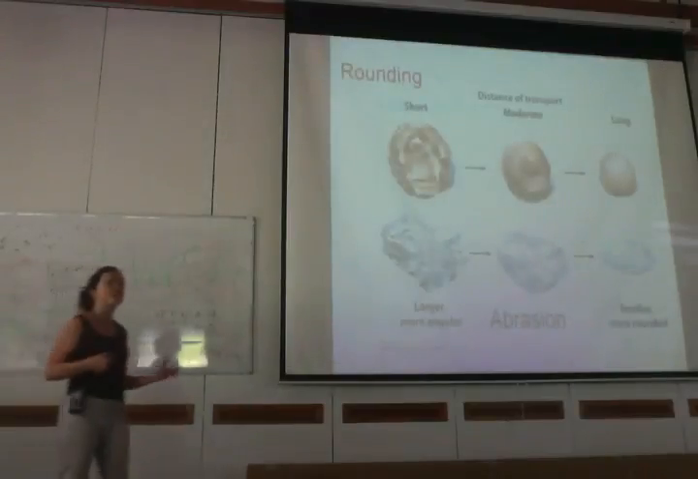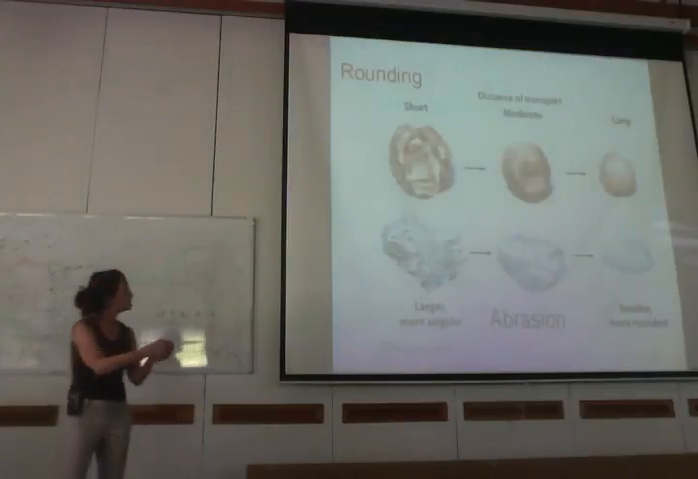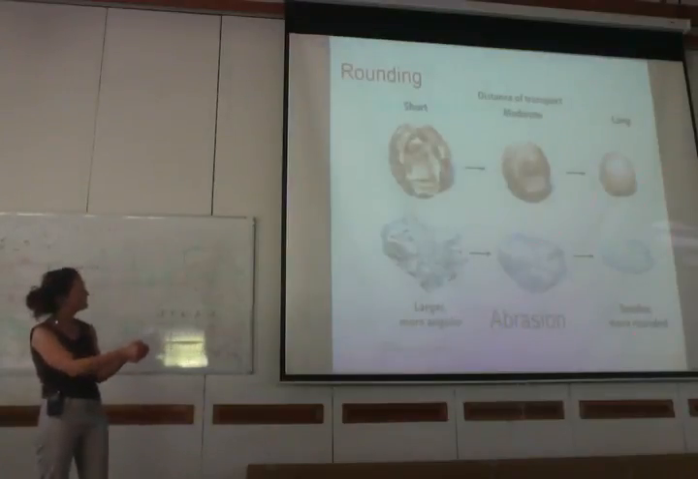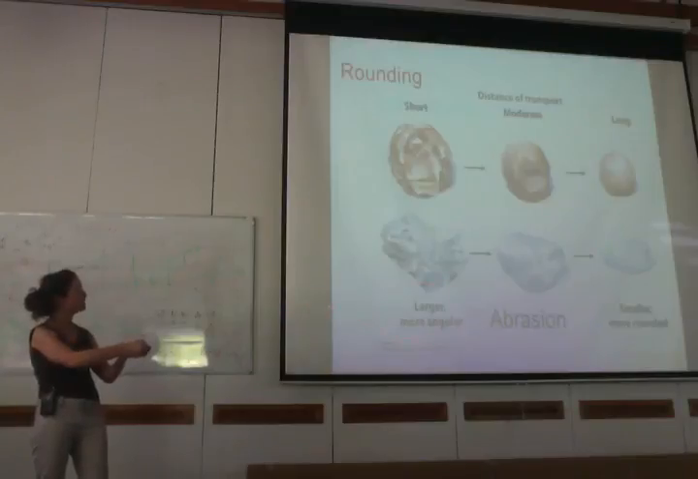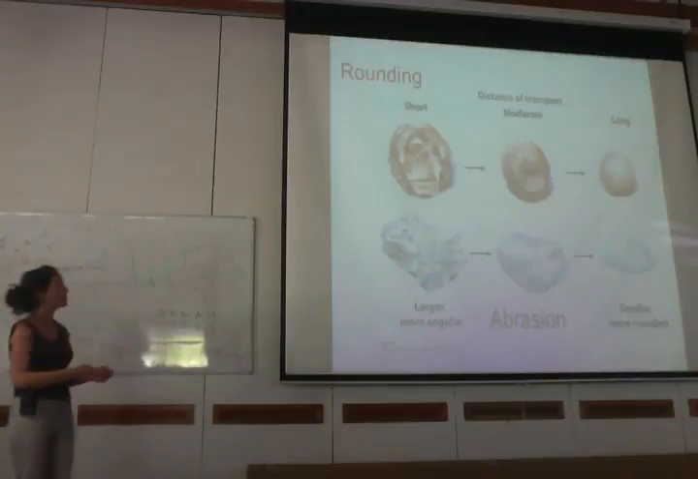And the terms we use when we just describe roundness: well-rounded, this is where they don't really have any corners, they will be knocked off by abrasion, and we call these angular, where you can see lots of corners, they haven't been rounded very much.